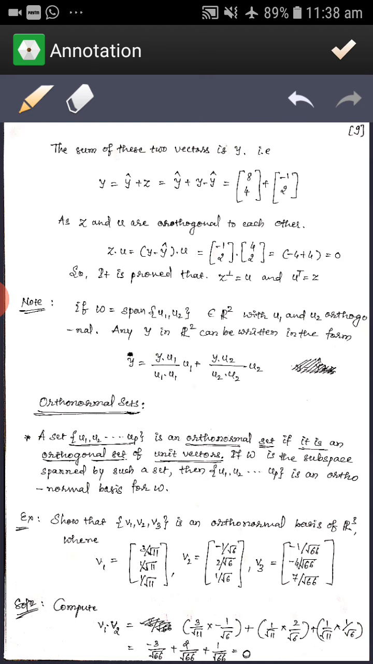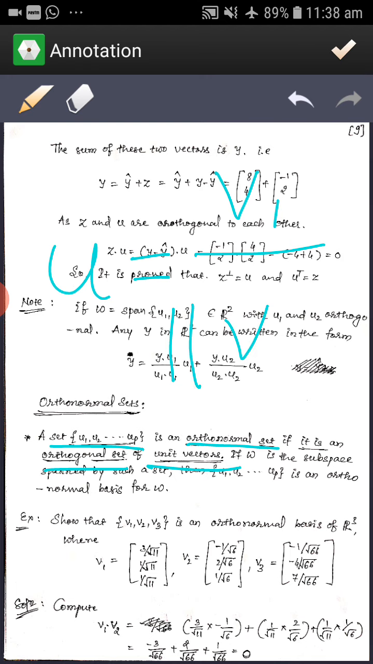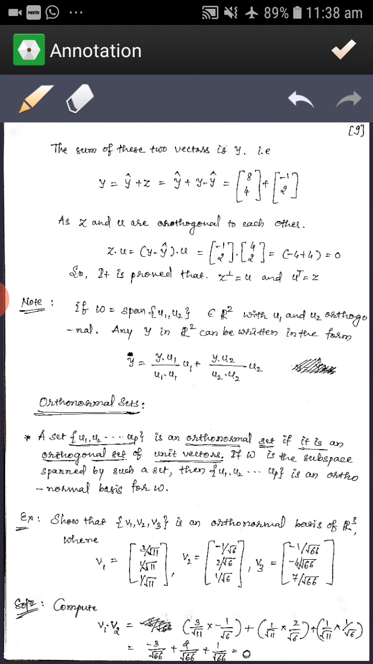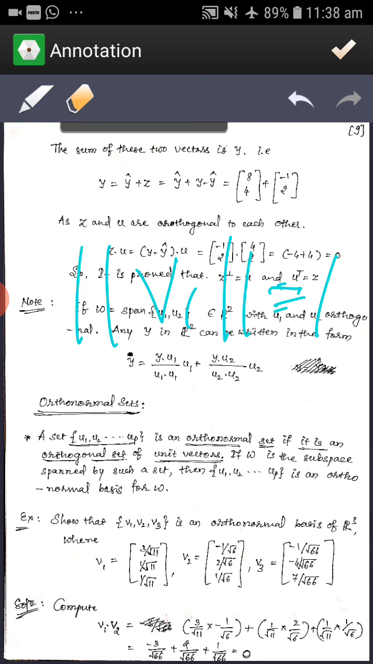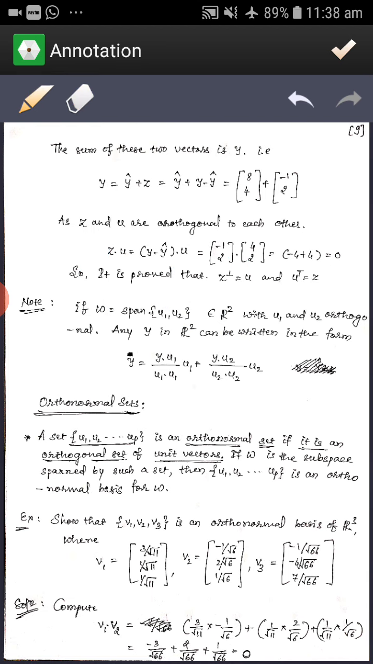Now orthonormal: if there is a set of vectors, we call it an orthonormal set if it is an orthogonal set of unit vectors. What is a unit vector? If there is a vector called v1, the unit vector is v1 divided by the length of the vector. So if the length of the vector is unity, then that vector we call a unit vector. Okay, so if the unit vector pairs have dot product 0, then we call it orthonormal.